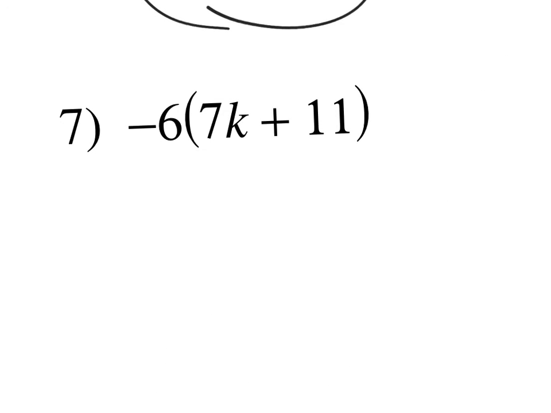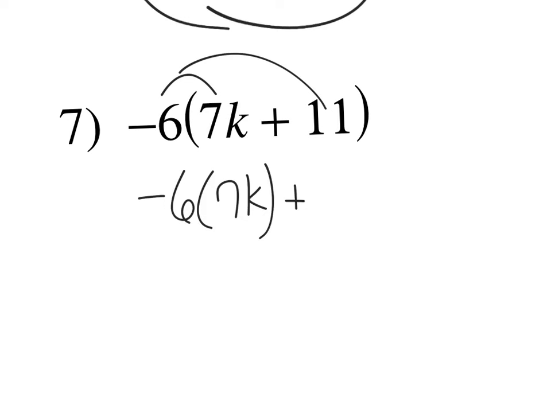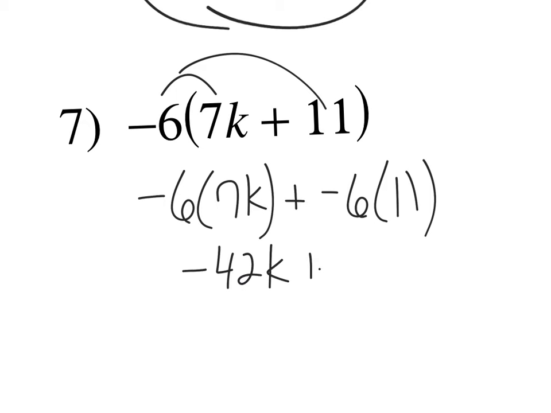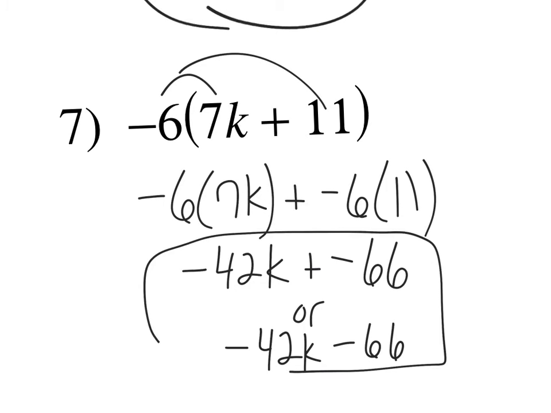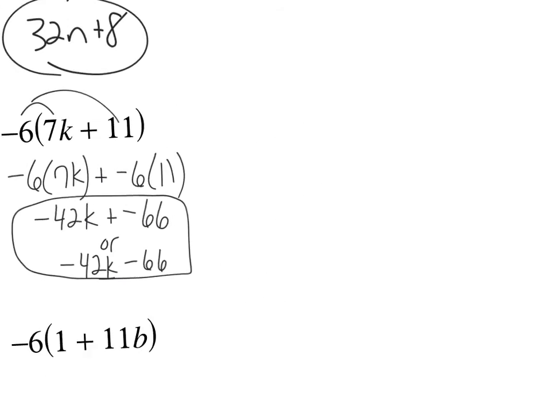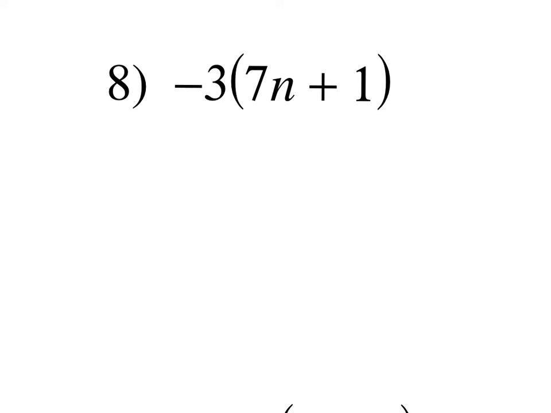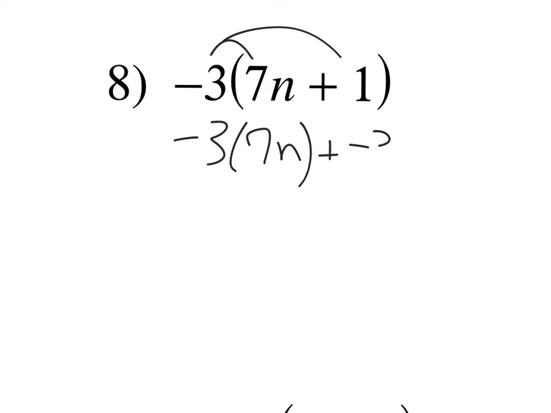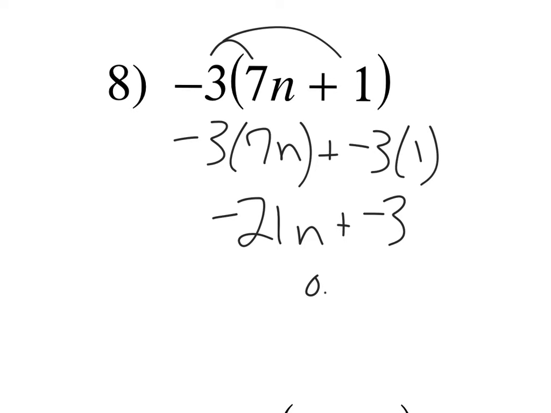Number 7, distributing the negative 6. So this would be negative 42k plus negative 66, or negative 42k minus 66. You can write it either way, would be fine. And number 8, this would be negative 21n plus negative 3, or negative 21n minus 3.